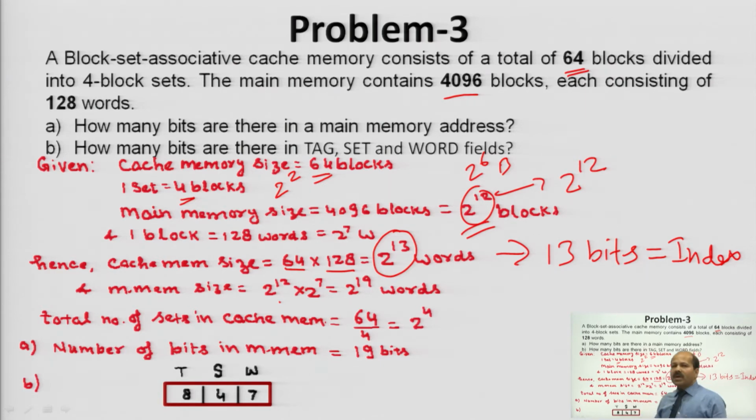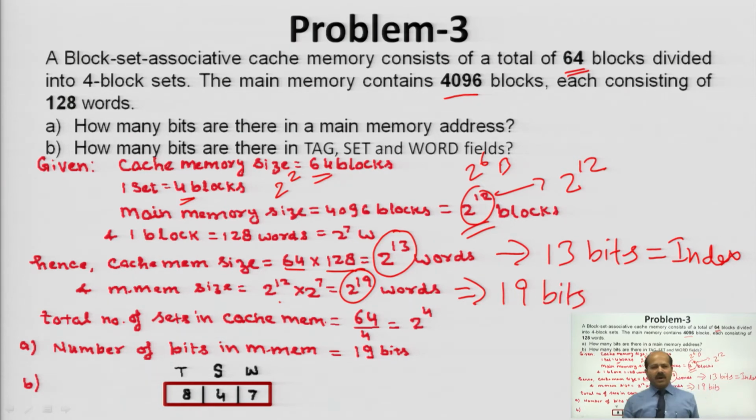So, this can also be calculated in terms of words, that is 2 to the power 19. So, main memory will take a 19 bit address. In total, a 19 bit address for main memory is required. Now, we have to map this 19 bit address with the 13 bit cache memory address.